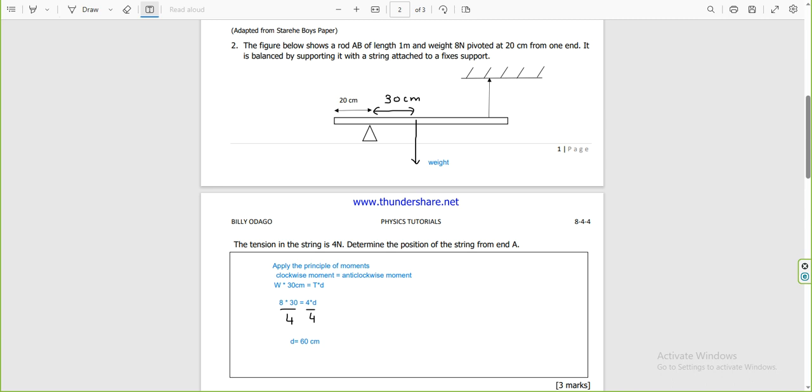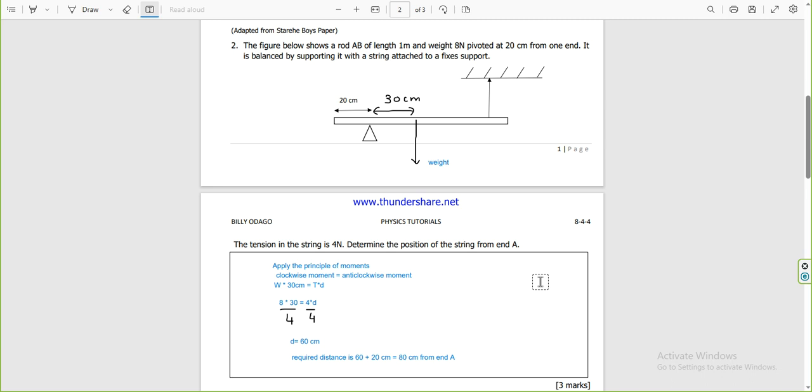Dividing both sides by 4, we end up finding that D is 60 centimeters from the pivot. And therefore, it will be 60 plus 20 centimeters from end A, which is 80 centimeters. There we have it. It wasn't that hard. You can try another question.